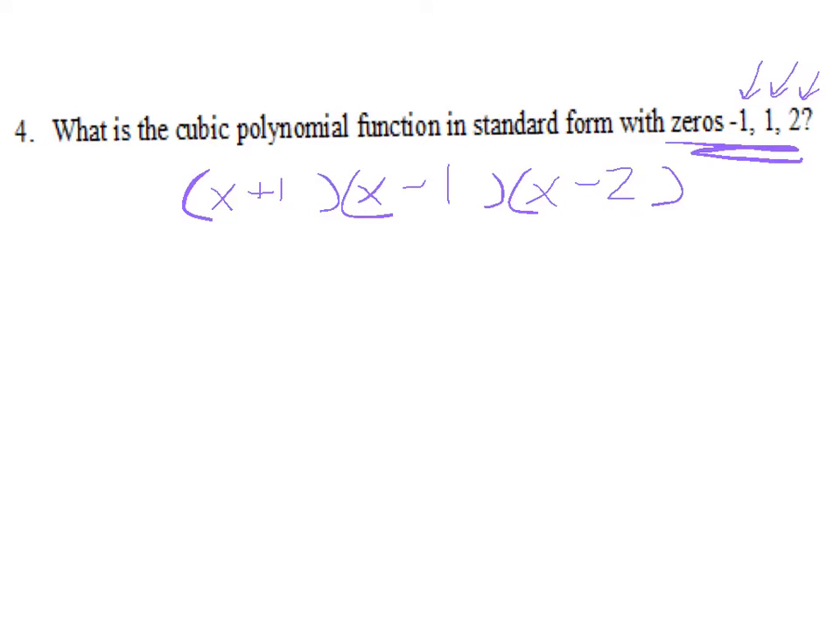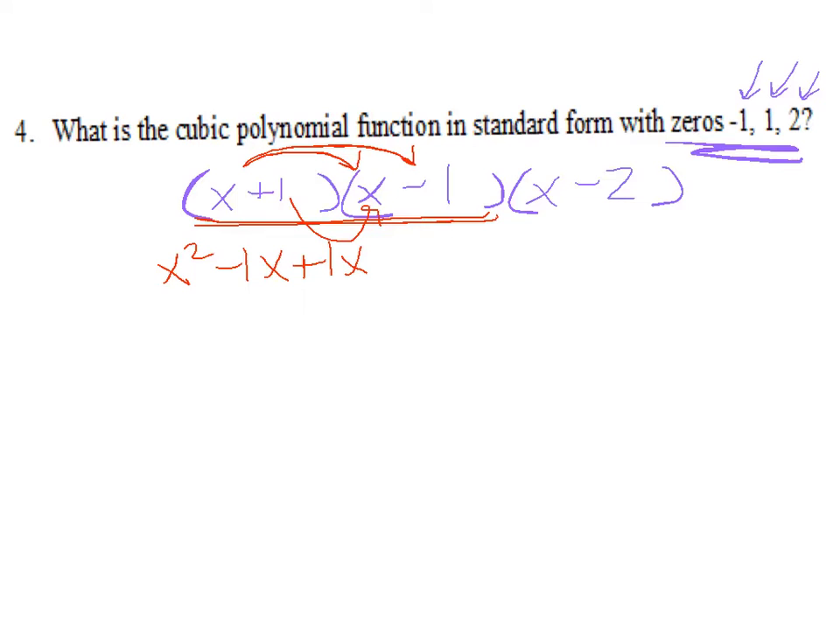Now, we're always going to do double distribution twice here, but I want to start with these two because I know something's going to cancel, seeing as they're the same thing, just with opposite signs. So I'm going to go ahead and double distribute. X times x is x squared, minus 1x, plus 1x, minus 1. And you see this cancels. Those are gone, and I'm left with just x squared minus 1.